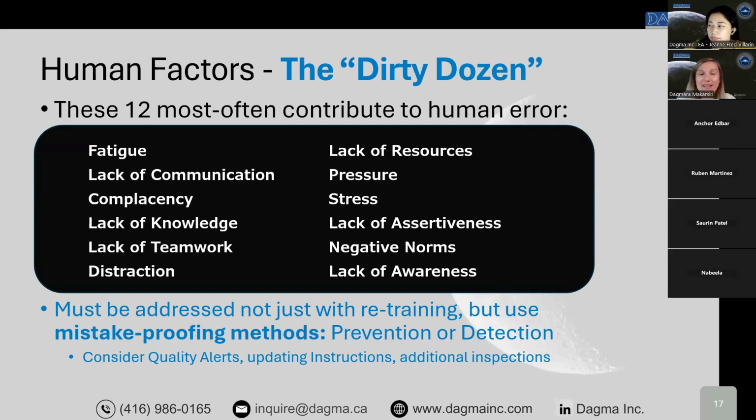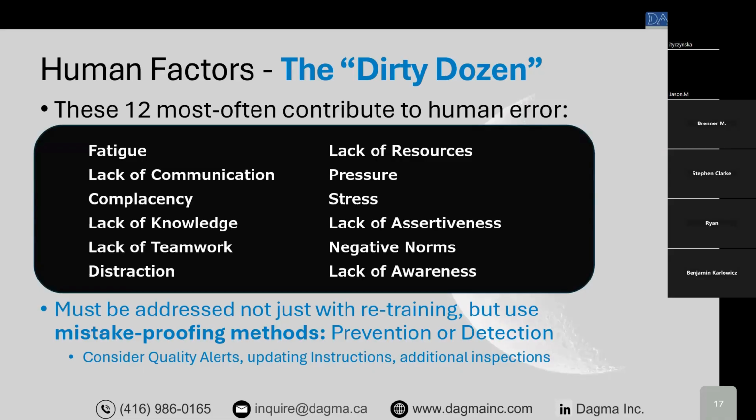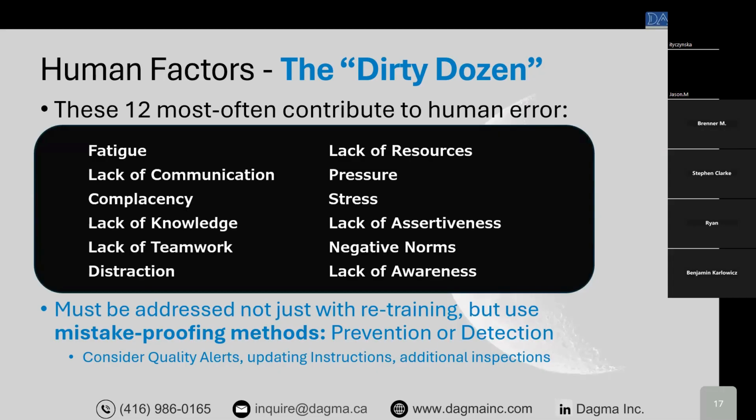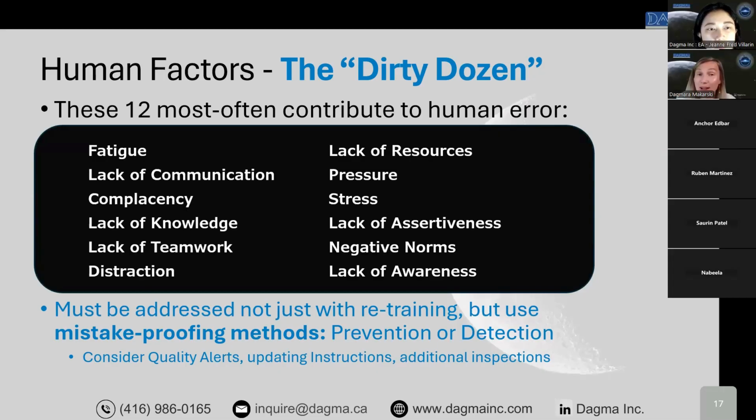Consider using mistake-proofing methods, such as prevention or detection of that problem. We could use quality alerts. We could communicate this information during our reminders during daily meetings. We could be updating instructions. You have your work orders, you have your travelers that have sequences of operations. Maybe we can add into that specific operation, make sure this is verified.